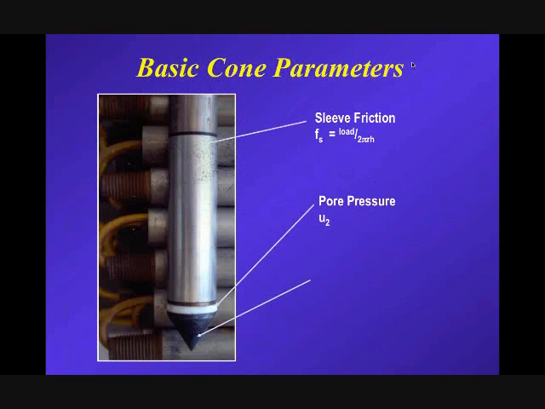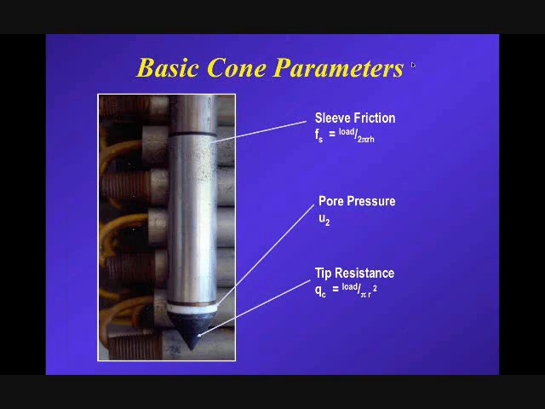So the basic cone parameters: there are two load cells. The first load cell measures the force on the tip, and when that's divided by the cross-sectional area, gives you the tip resistance in units of stress. And then there's a second load cell that measures the force of the soil as it rubs against the friction sleeve, and when that's divided by the surface area, gives you the sleeve friction in units of stress.